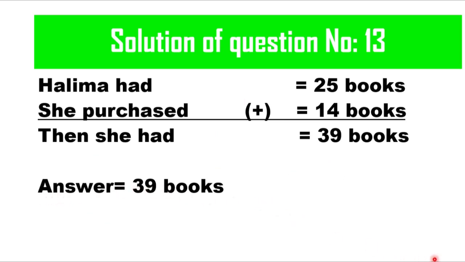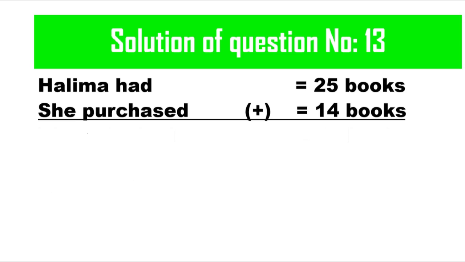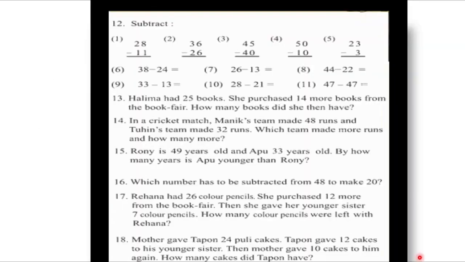Dear students, I hope you all were able to understand the solution of question number 13. And now we will try to solve question number 14. But before that, we will try to read the question from the page. So it is question number 14. In question number 14, the author mentioned that in a cricket match, Manik's team made 48 runs and Tuhin's team made 32 runs. Which team made more runs and how many more?